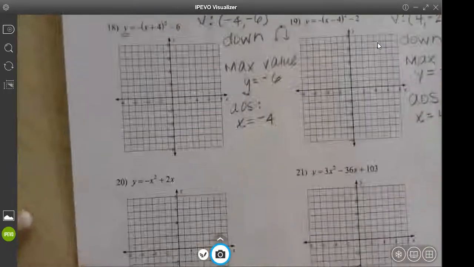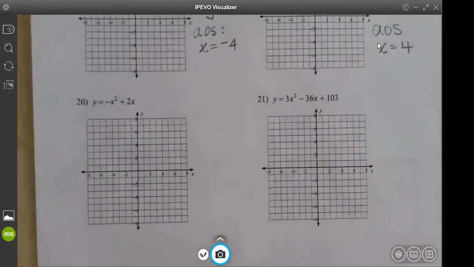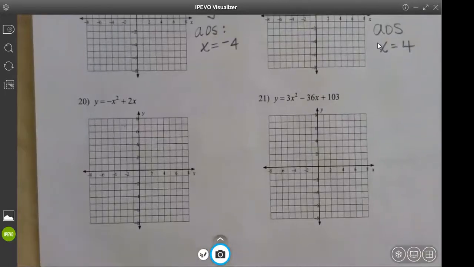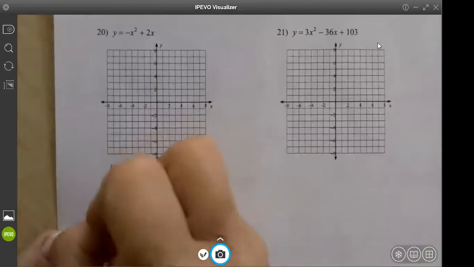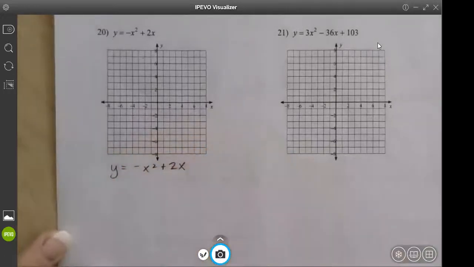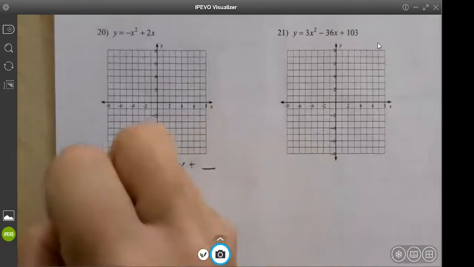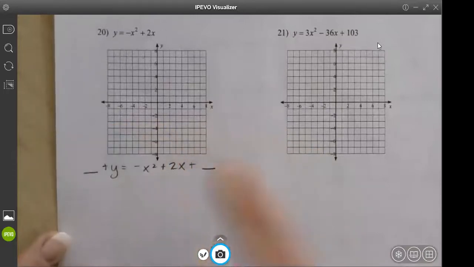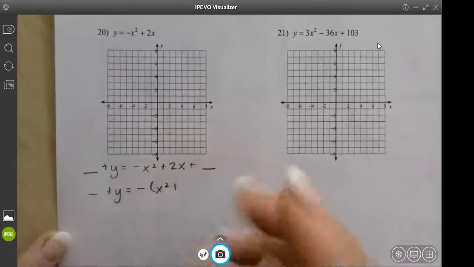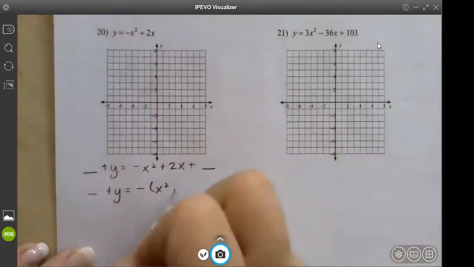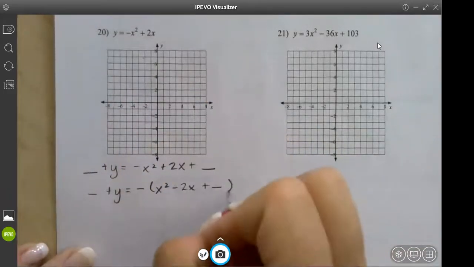All right, they don't have any x equals. Okay. On 20, 21, 22, 23, you've got to figure out the equation first in vertex form and then go from there. Okay. So we're going to look at 20. I'm going to push it down to the bottom. We have y equals -x squared plus 2x. We don't have another number on the end, so we don't have to worry about that. We're just going to go ahead and put our blanks in. We have to take out a negative though. So we're going to have -x squared minus 2x, and then your plus blank.